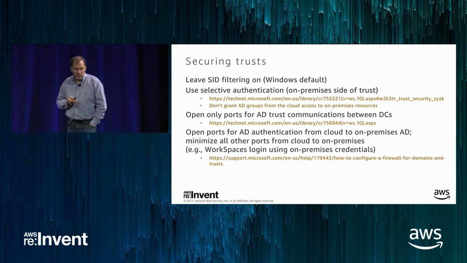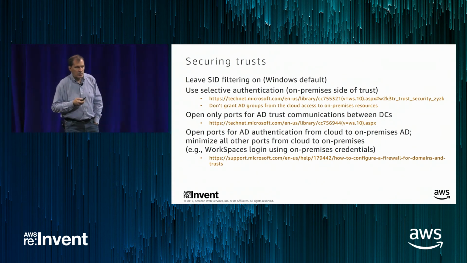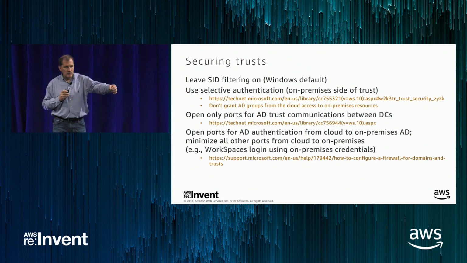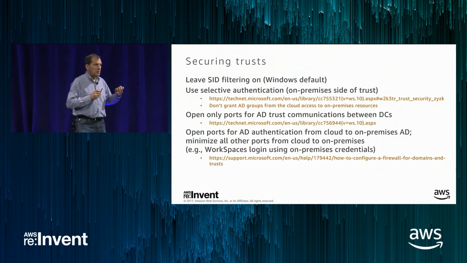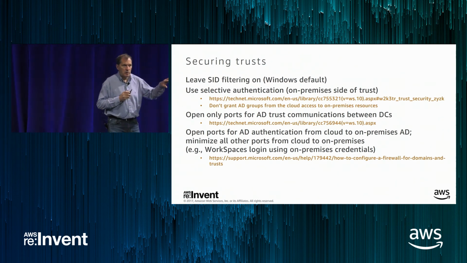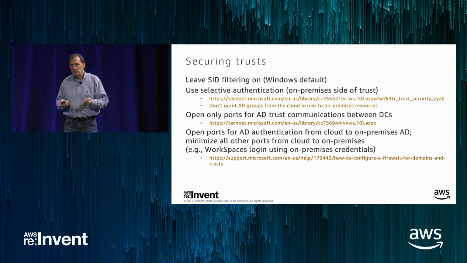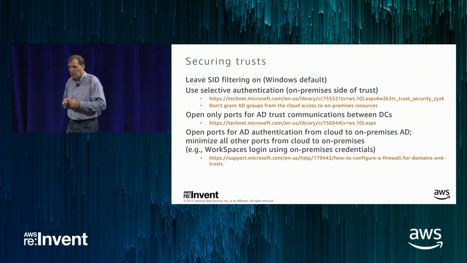Another thing you want to do is use selective authentication. Selective authentication prevents a user from the cloud from being able to come onto your on-premises directory and use anything unless they've been specifically granted access to a resource that's on a machine in your on-premises network. And that only comes into play if you decided you wanted to do a two-way trust. And there are some times that two-way trusts are important.